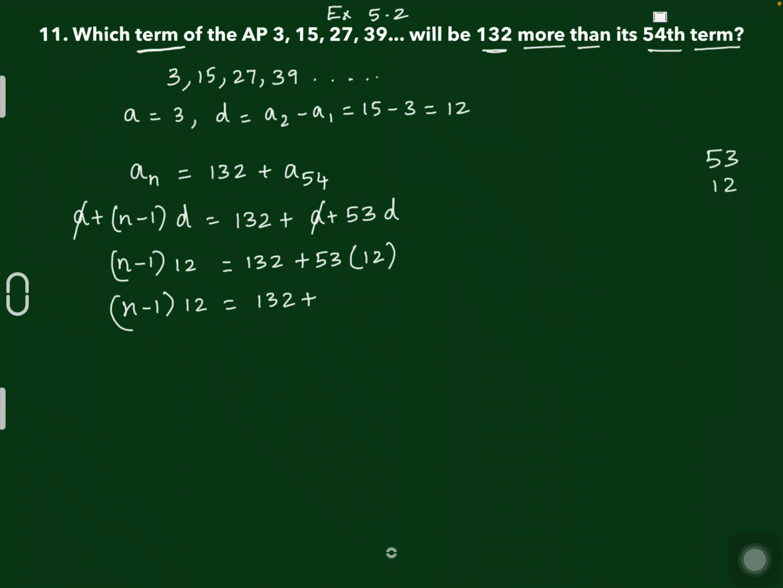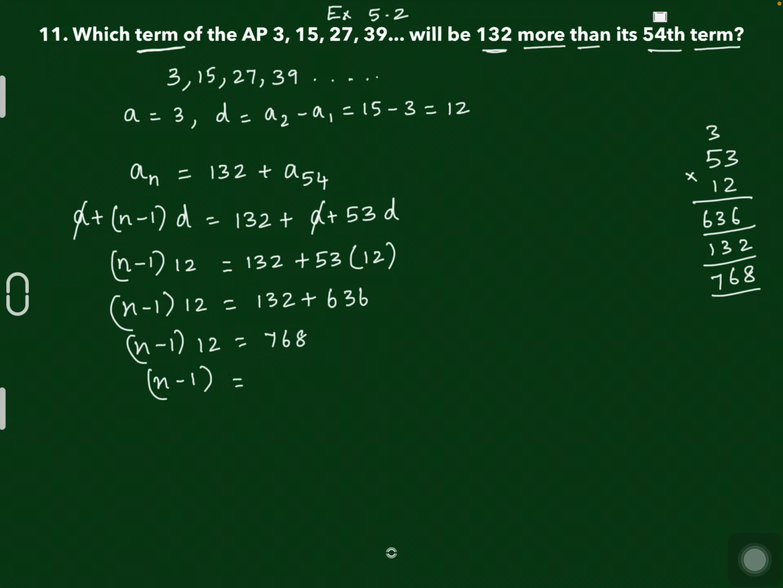So, n minus 1 into 12 is equal to 132 plus 53 into 12. Let us multiply 53 into 12. 12 3s are 36, 12 5s are 60, 60 plus 3, 63. So, 636. So, n minus 1 into 12 is equal to 132 plus 636. If I add, I get 768. So, n minus 1 into 12 is equal to 768. 12 is in multiplication; when it comes this side, it becomes division. So, n minus 1 is equal to 768 divided by 12. 12 6s are 72, 4 remainder, 12 4s are 48. So, n minus 1 is equal to 64.